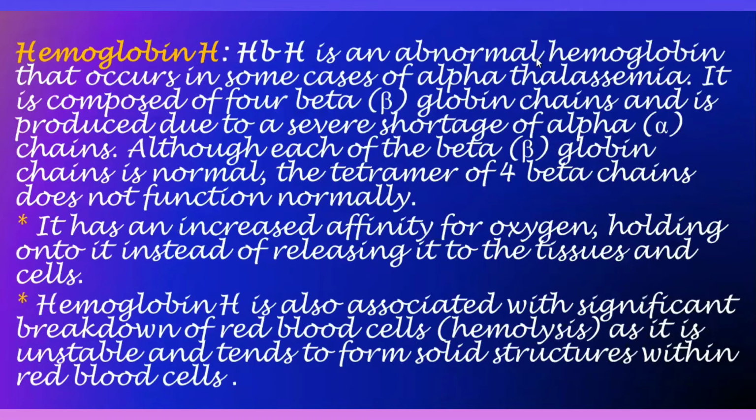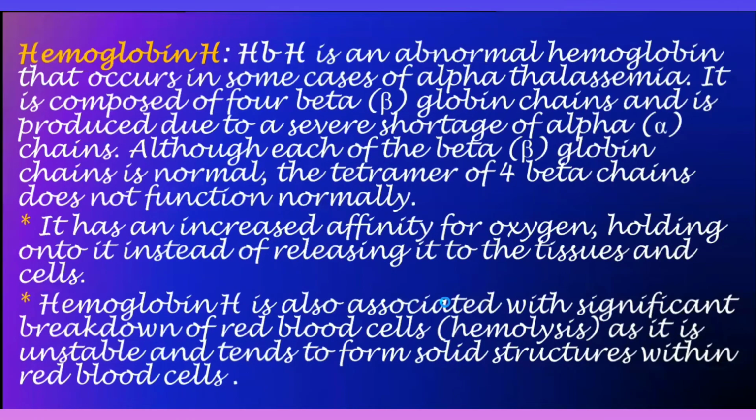Hemoglobin H. It is an abnormal hemoglobin. It occurs in some cases of alpha thalassemia. It is composed of 4 beta globin chains and is produced due to a severe shortage of alpha chains. Although each beta globin chain is normal, the tetramer of 4 beta chains does not function normally. It has an increased affinity for oxygen, holding on to it instead of releasing it to the tissues and cells. Hemoglobin H is also associated with significant breakdown of red blood cells, called hemolysis, as it is unstable and tends to form solid structures within the red blood cells.